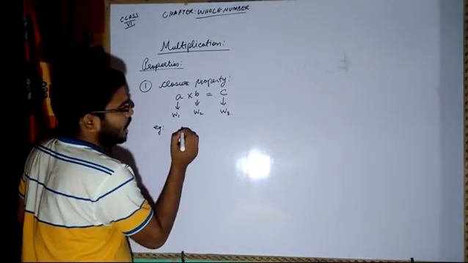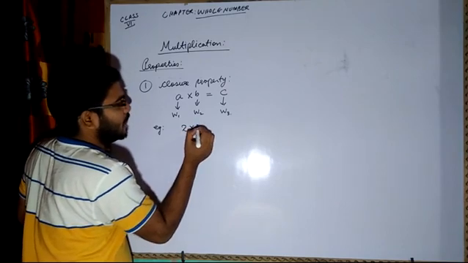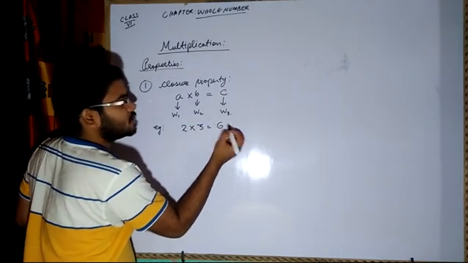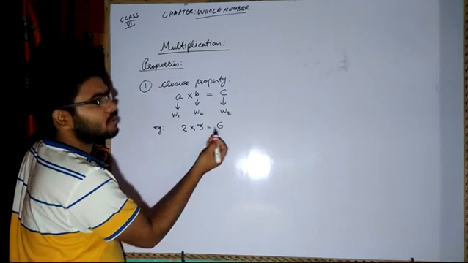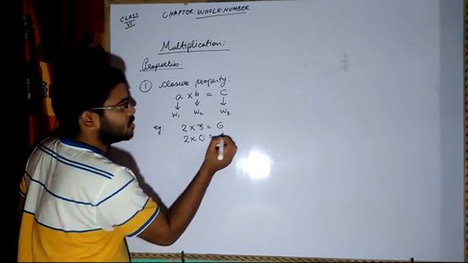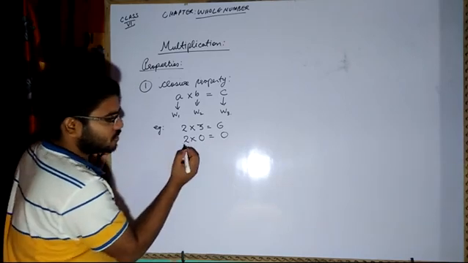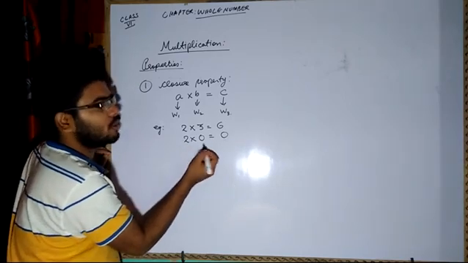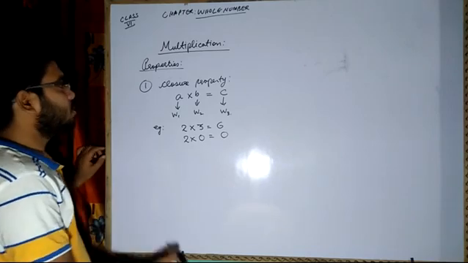Suppose I have the number 2 multiplied by 3. The answer will be 6. This is a whole number, and obviously so. If I have 2 multiplied by 0, I will get 0. So this is a whole number; 0 is also a whole number. Our result will also be a whole number.